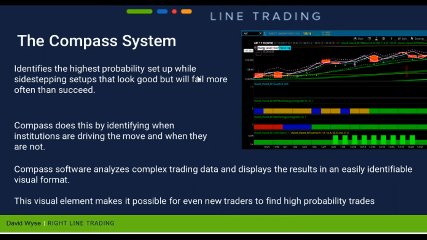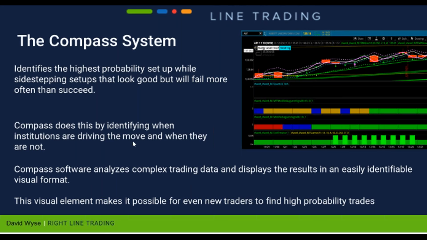Now the compass system, which we're going to talk about here, looks like this on thinkorswim. I'll show it in just a bit, but basically it identifies the highest probability trade setups while sidestepping setups that look good but are going to fail more often than succeed. What I mean by that is we want to be in trades only when the institutions are in the trades. We don't want to be in trades that the institutions are not involved in, because they're much more likely to fail.